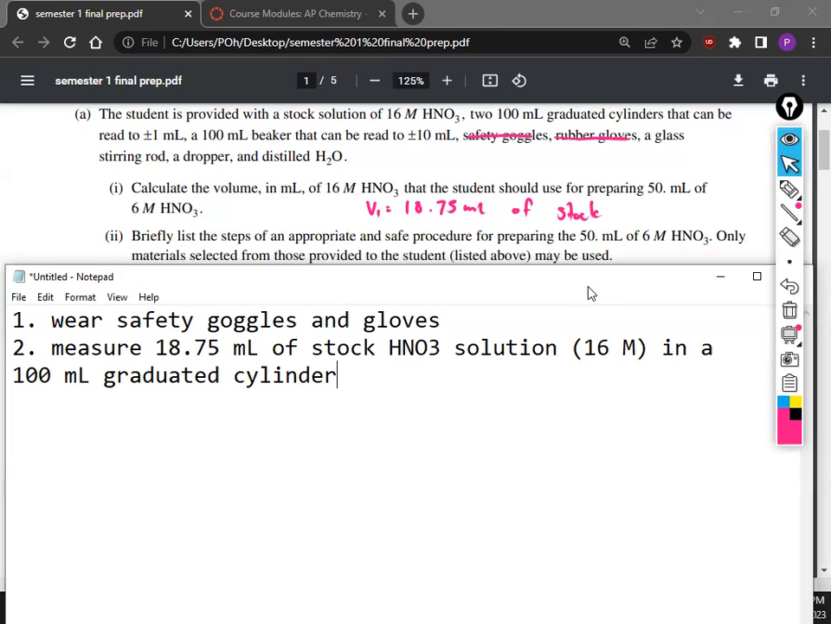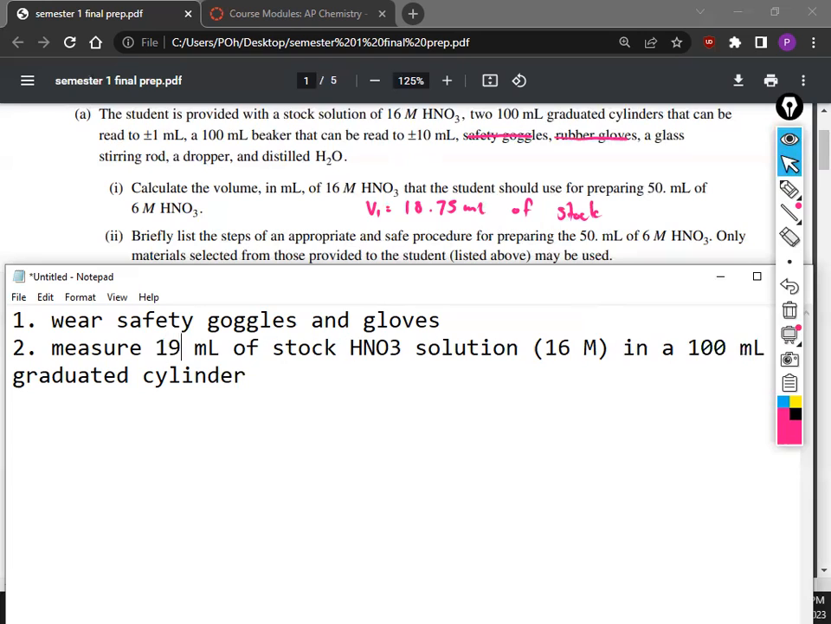So if you guys take a look at these cylinders, let me ask you a question as you're looking. Can you measure 18.75 accurately on there? No, right? If you look at the markings, what are the increments for the measurements? 1. Yeah, 1 milliliter. So we can only measure with the accuracy of 1 milliliter, right? And so we want to change this number so that we can have a more accurate reading. So what should we change this to? Yeah, 19. Okay, so we're going to change it to 19 milliliters.